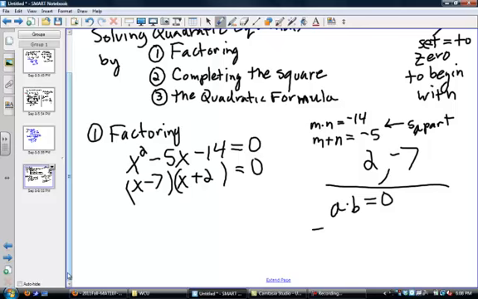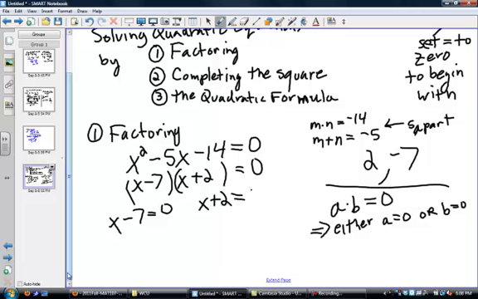So either, this means to you, either A is 0 or B is 0. Same kind of thing. Either x minus 7 is 0 or x plus 2 is 0. So it's kind of weird. You're going to be actually, looks like in this particular setup, taking the opposite signs. Because when you go to shift those guys over to the other side, you have to do the opposite operation.